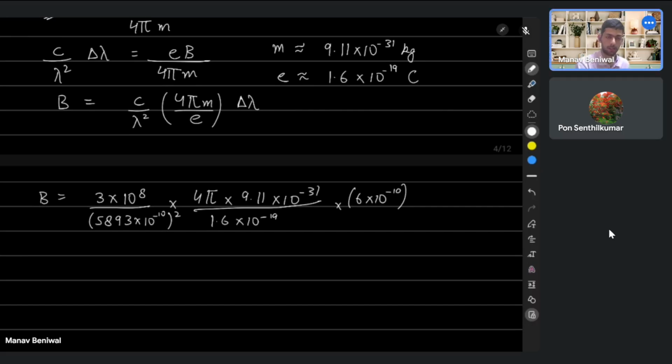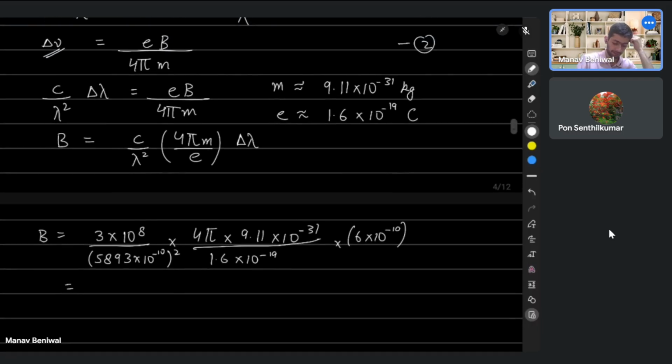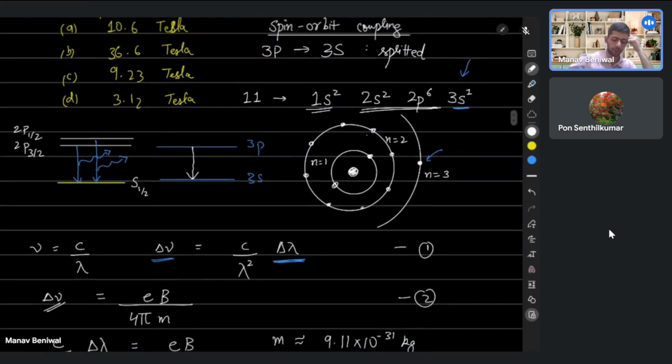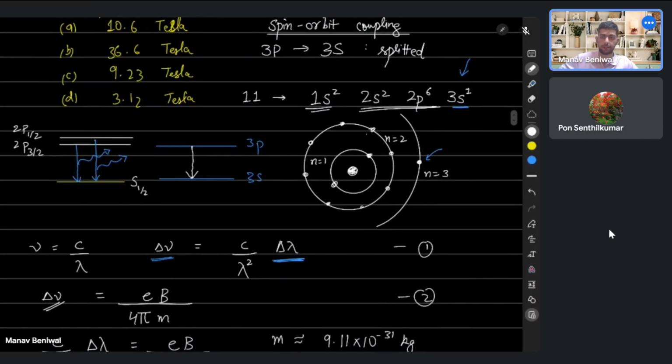Okay, now can you tell me what value you are getting? Here are your options. Can you tell me which is the correct option? You can try to calculate the value. I'll give you 2 minutes.